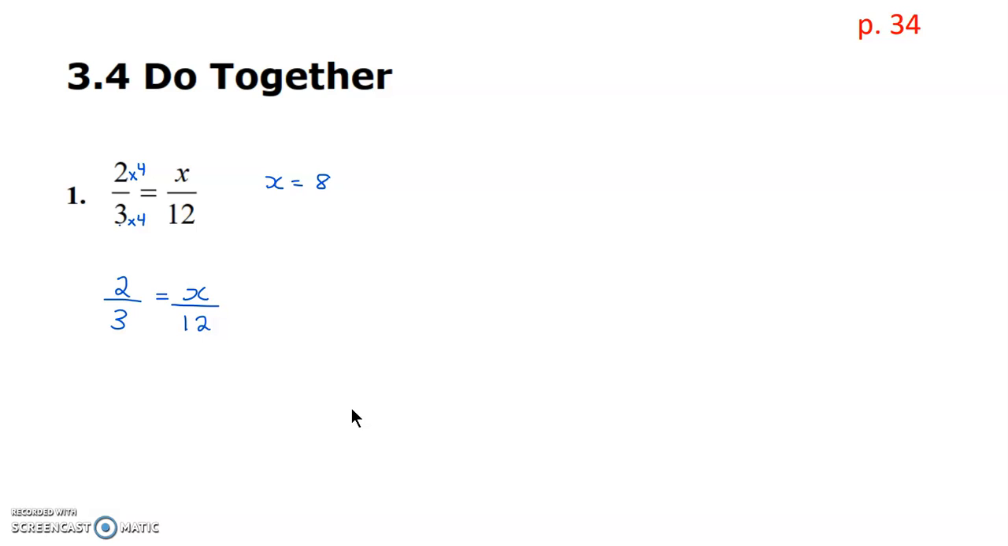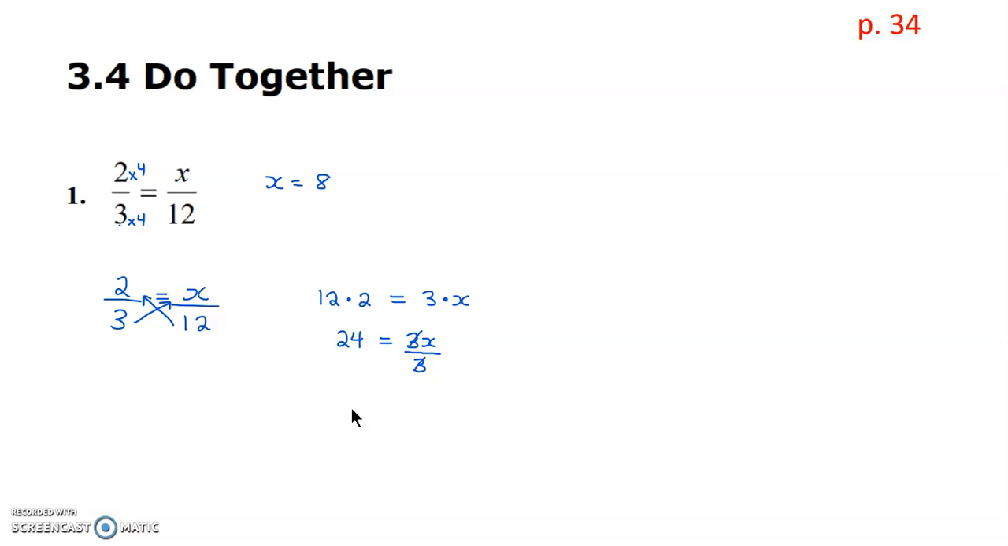So we're going to cross multiply here. On one side of our equation, we're going to have 12 times 2. And on the other side of the equation, we're going to have 3 times x. So we're going to solve each side. 12 times 2 is 24, is equal to 3 times x, which is 3x. And then we can go ahead and do the inverse operation. Because we're multiplying to x, we're going to divide in order to cancel out the 3's.